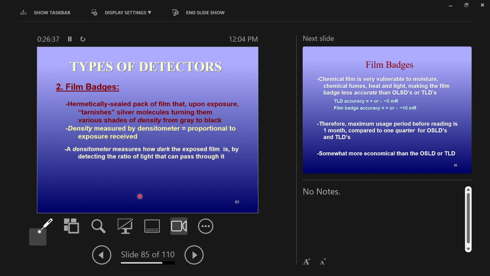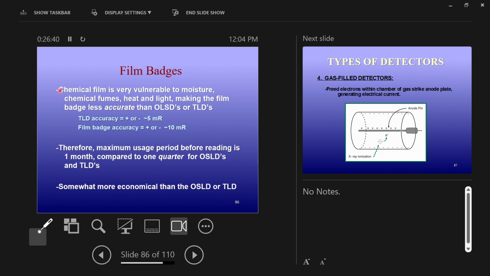And again, the downside is that they're just very, very sensitive to their outside environment. And notice the accuracy for TLD and OSL badges. They're accurate to plus or minus about 5 millirad, 50 microrem, or 50 microsievert, excuse me. So they're sensitive to very small amounts, where the film badges are less sensitive. You'll have more of a variance in the readout. Okay, but they're cheaper. That's the important thing.